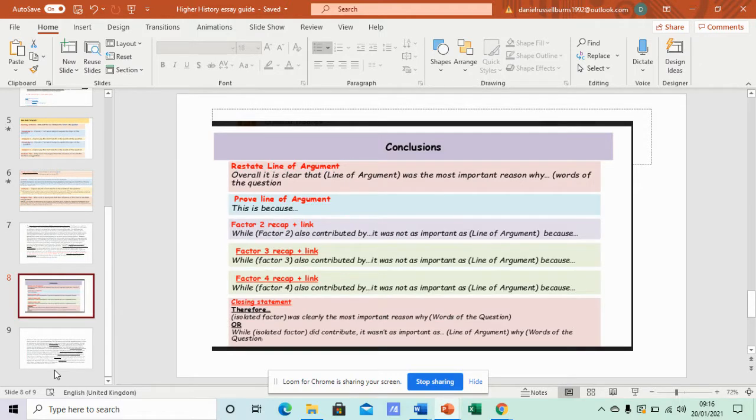Okay, so a conclusion, again, like an introduction, is also worth 3 marks. So if you follow this structure, this will allow you to pick up 3 marks. So restate your line of argument.